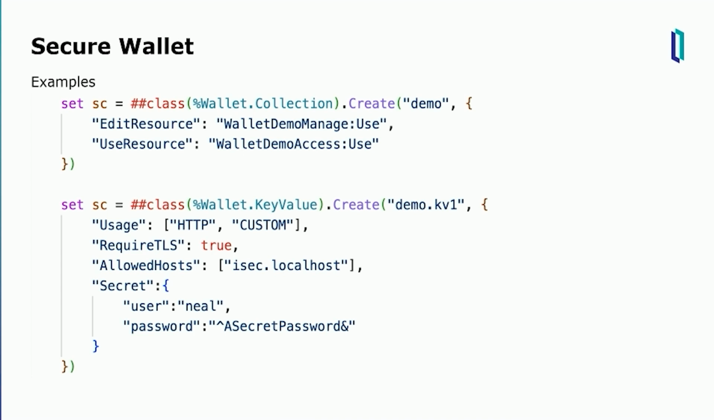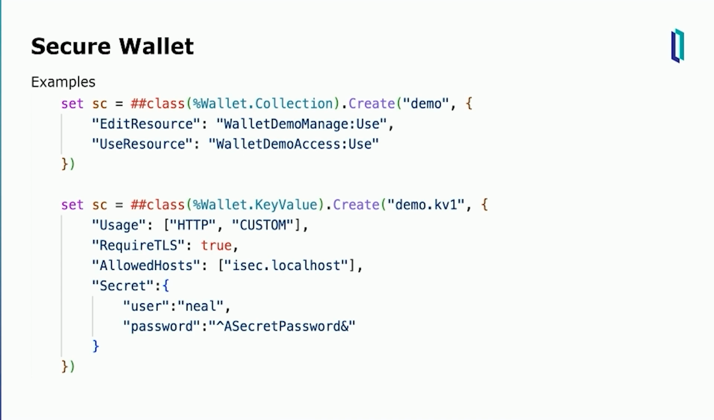In this case, I'm creating a key value secret. Look at the first line. Again, it references the collection in the name, demo.kv1. You see the last parameter in there is secret. That specifies the key value pair, so your username and password. Associated with the secret, you also have some metadata that you specify. The most important here is usage. That defines how this can be used.